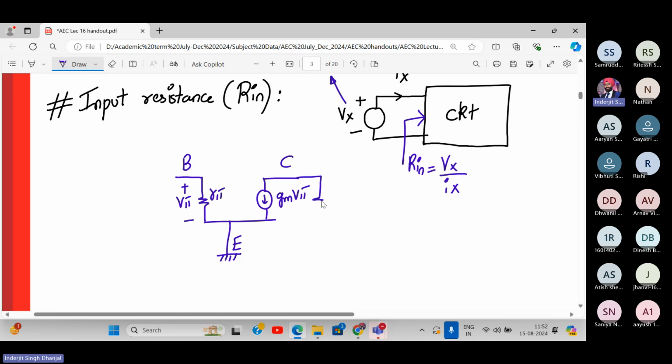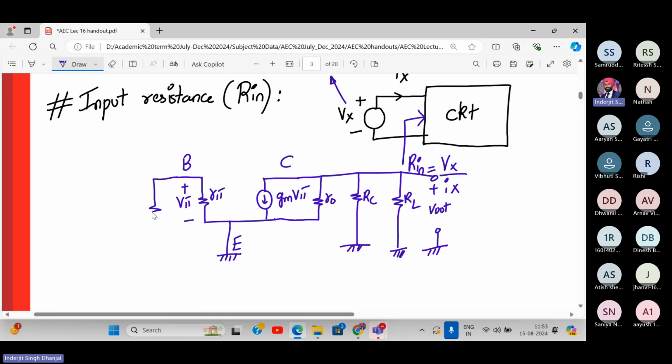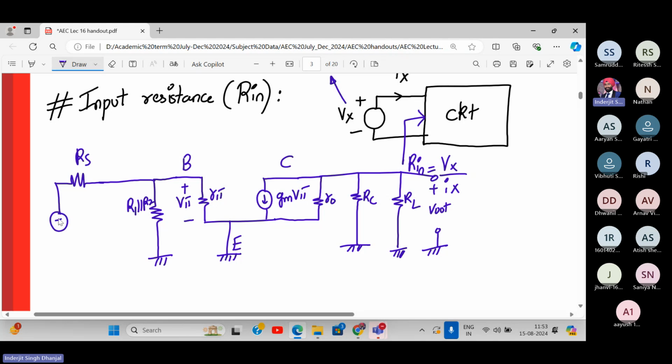And then it is followed by three resistors: RO, then RC, RL, and here we'll have Vout. All right. And at this side, what do we have? R1 parallel to R2. Yes or no? And over here, what do we have? RS, and here it will be VS.